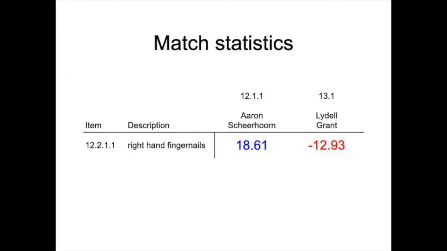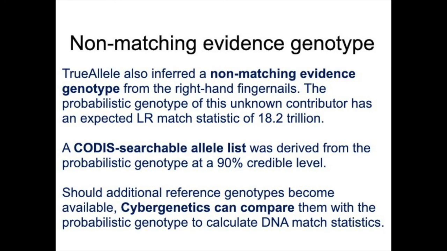And the match statistics that we found are represented as the number of zeros. I'll translate. 18 means a billion billion. -12 means 1 in a trillion. So the victim's DNA was connected to himself, but Slidell Grant statistically was not there. The match statistic was 1 in a trillion. What was testified to as inconclusive was very strong evidence that he wasn't there.